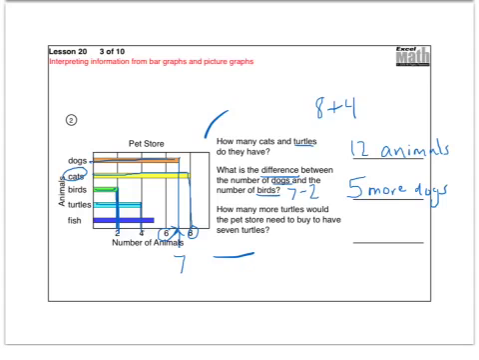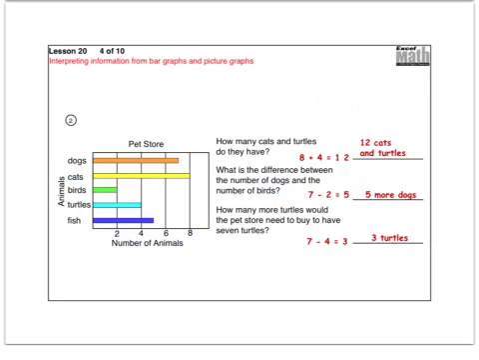And the third one, how many more turtles would the pet store need to buy to have 7 turtles? Well, we can see that they have 4 turtles. The turtles goes out here, straight down to the 4. And in order to have 7, they would have to do 7 minus 4, which is 3. They'd have to have 3 more turtles, or 3 turtles. All right. There you go right there. Here's the answers written a little bit more neatly.